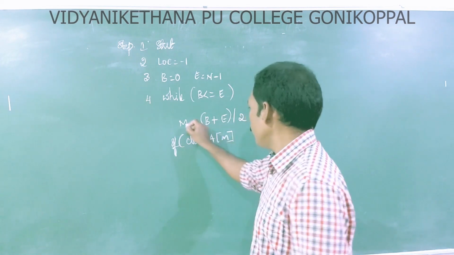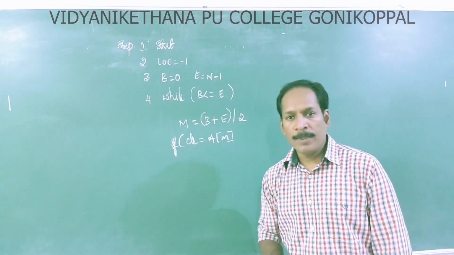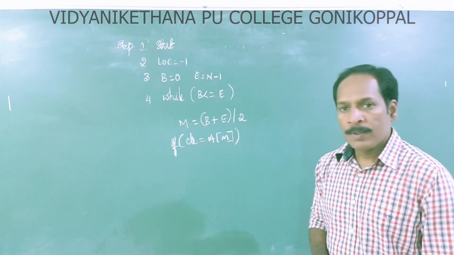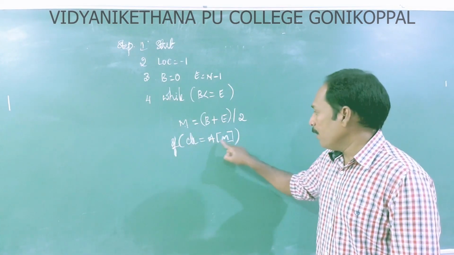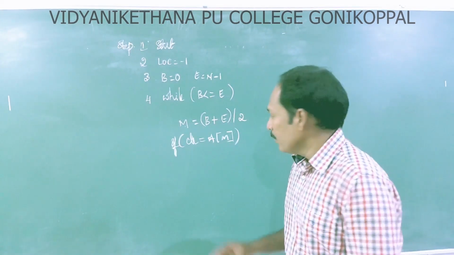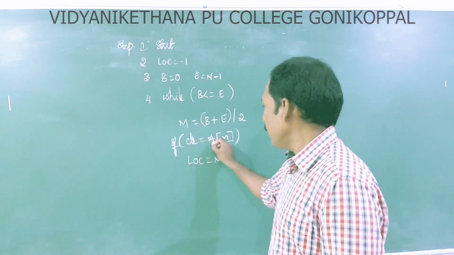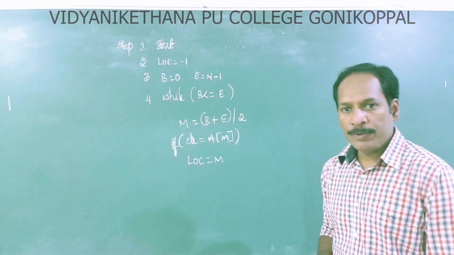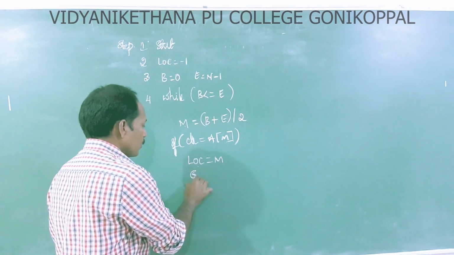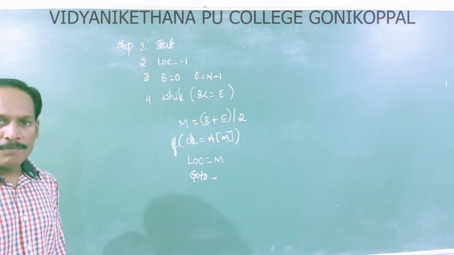Here m is the position subscript. It is the average: 0 plus 5, if there are 5 elements, divided by 2. Take an example. So m gives the position and a of m gives the middle element. If the middle element is the same, we copy location equal to m. In that case the search is successful, we go to the step where the element is found, and we stop.